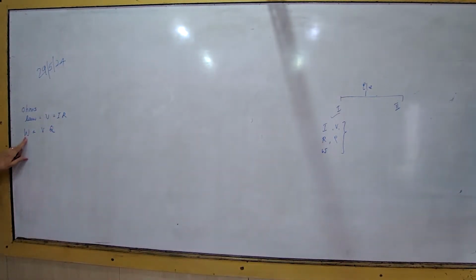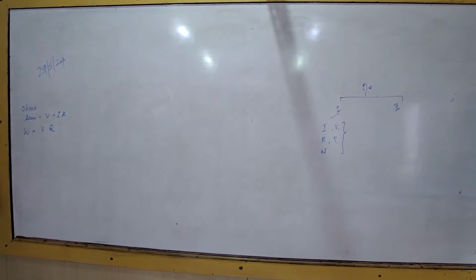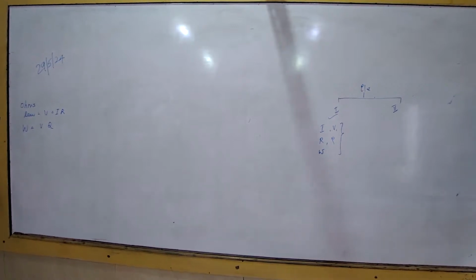What is W? Work done. V is potential difference. And Q is electric charge. What is it? Bulb. What is Q?